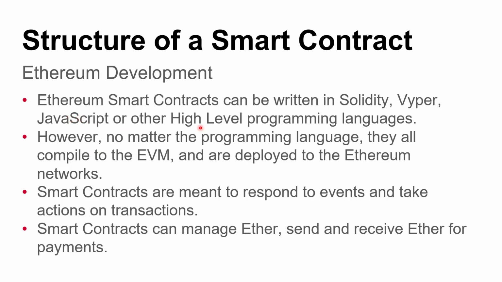So Ethereum smart contracts can be written in Solidity or Viper. We saw an example of Solidity in our previous lesson. However, no matter what the programming language, the Ethereum virtual machine deploys the smart contract to the Ethereum network. So smart contracts are meant to respond to events and transactions, and they also are how we build our distributed applications.